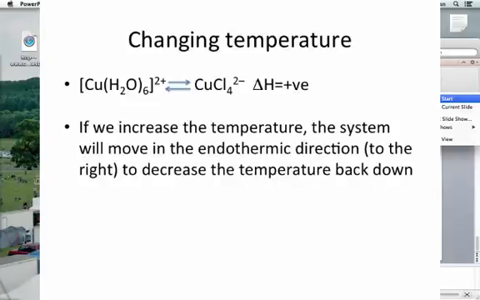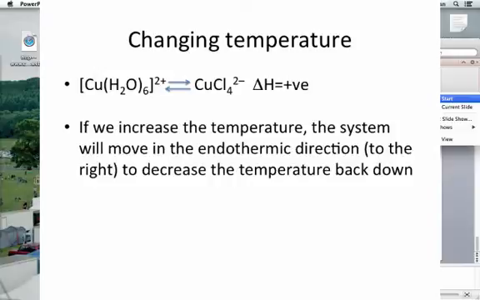Well, let's imagine we change the temperature. The reaction of chlorine with copper ions is endothermic. So if we increase the temperature, the system will move in the endothermic direction to the right, because that decreases the temperature. Every time we go from this copper on the left to this copper on the right, it decreases the temperature because it's endothermic. It takes heat energy out of the environment. So if we increase the temperature, we do more of those reactions, thus decreasing the temperature back down. So the position of equilibrium moves to the right, where we have more of this one than we have of this one.